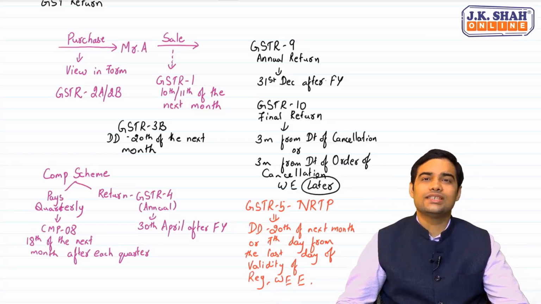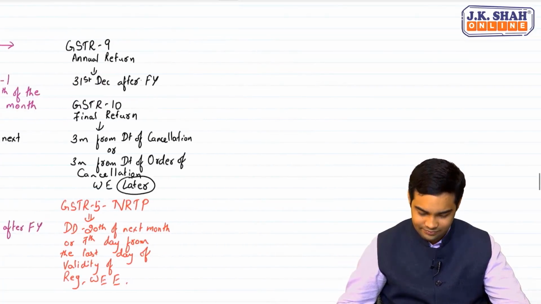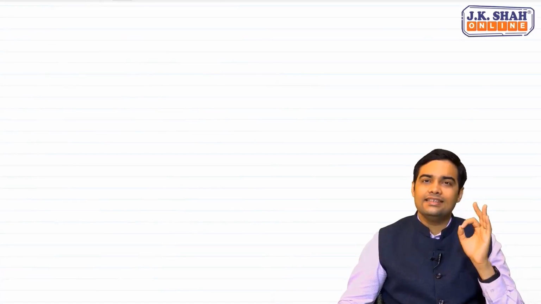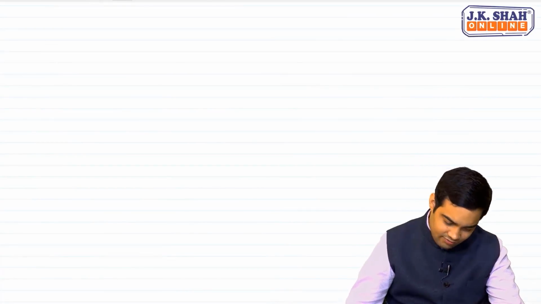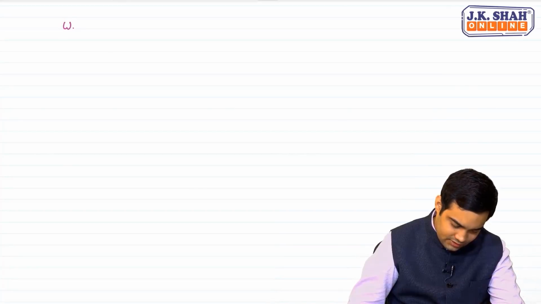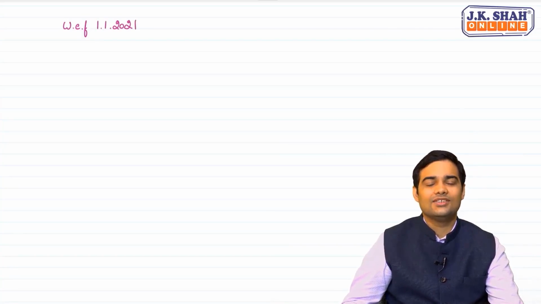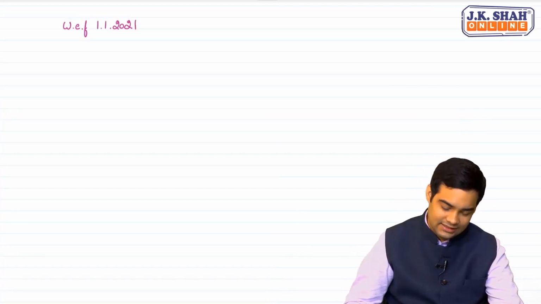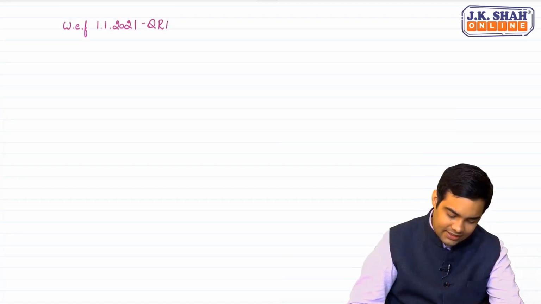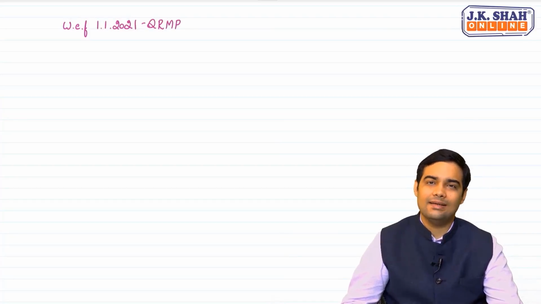Now, let's get into a new scheme which has been introduced in the law. There is a new scheme which is introduced in the law with effect from 1st Jan 2021. Now what is this new scheme? With effect from 1st Jan 2021, a person can file quarterly return and has to make monthly payment if he wishes to. Quarterly return, monthly payment, also called QRMP. Name has the meaning. Quarterly return, monthly payment.